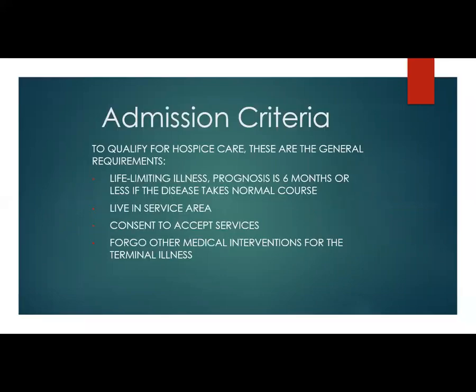So this is the admission criteria. To qualify for hospice care, these are the general requirements. You need to have a life-limiting illness. Prognosis is 6 months or less if the disease takes its normal course. Live in a service area, so they have to actually provide it within that area. Consent to accept services. Forgo other medical interventions for the terminal illness. So those are the admission criteria in order to actually go into hospice care.